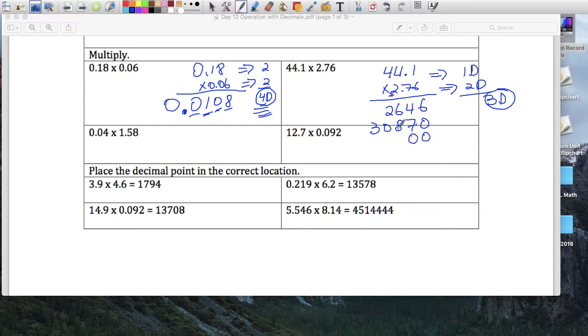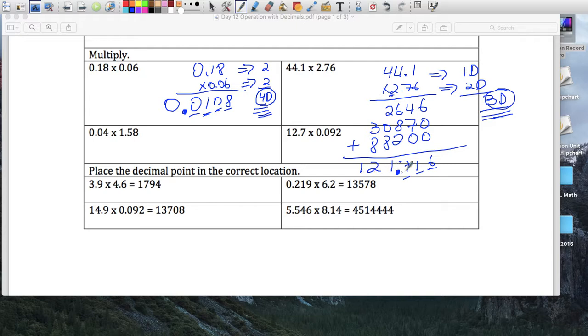Now I can start multiplying. 2 times 1 is 2. 2 times 4 is 8, and 2 times 4 is 8 again. Now I can add. 6, 11, 17, 11, and 12. So we have our number 121716. We need that number to have 3 decimal places, and we need to put that decimal right over here. So 1, 2, 3, there. 3 decimal places, and that's where our decimal goes.